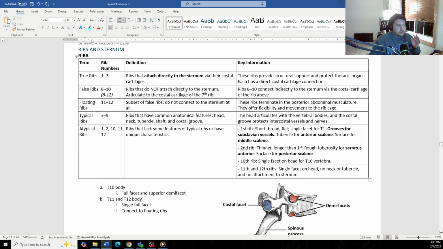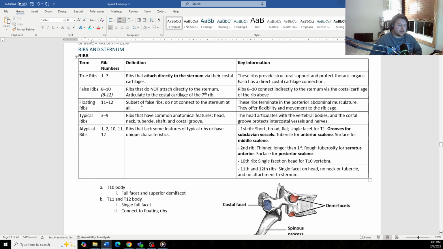False ribs, they do not connect directly, but they go through the costal cartilage of the seventh rib. And then floating ribs. This is kind of a subset of false ribs. They are the ones that do not connect to the sternum at all.